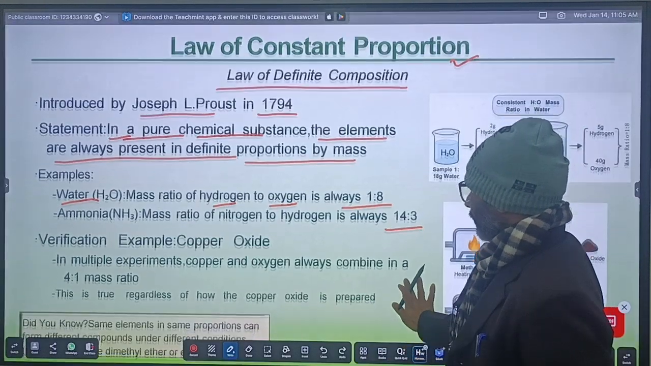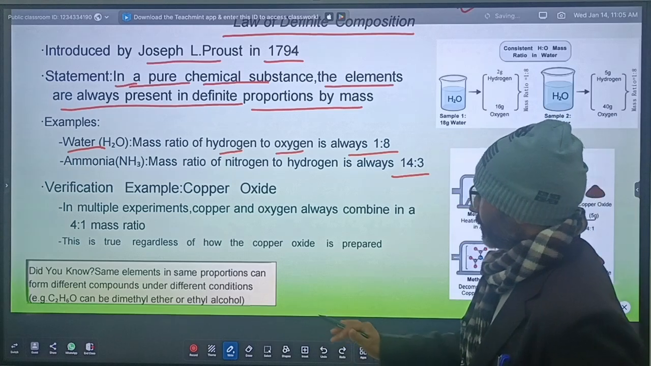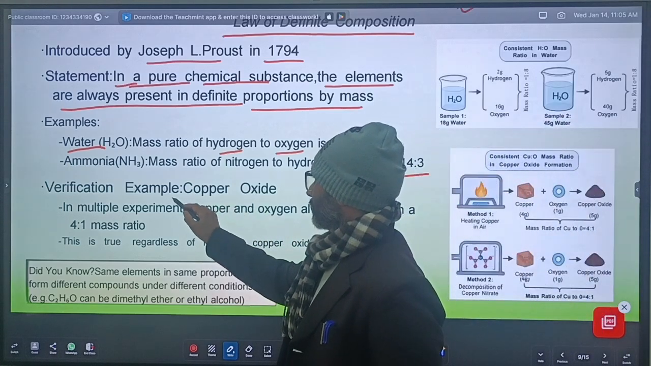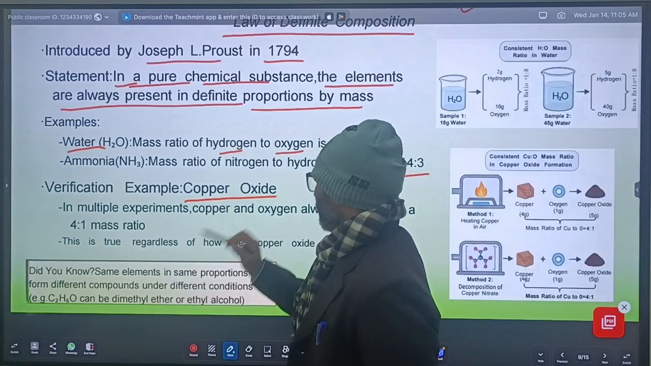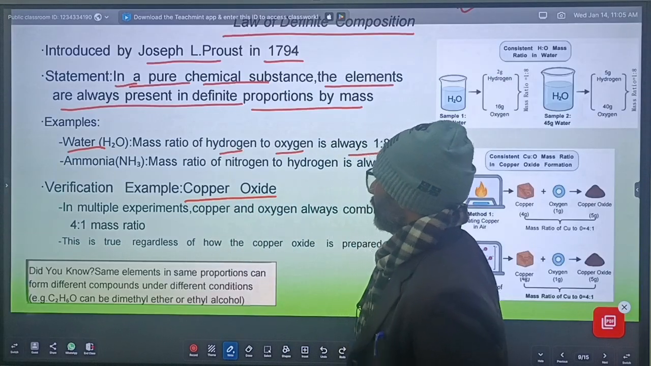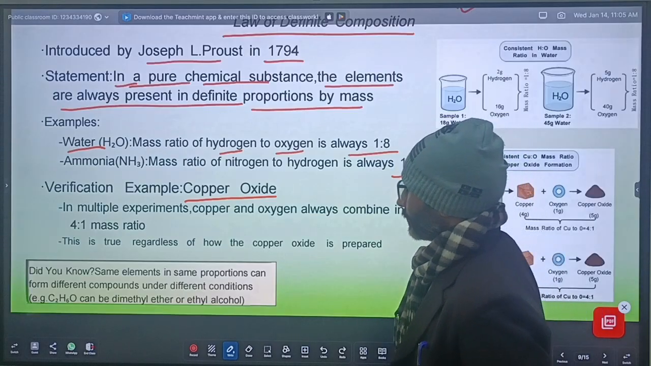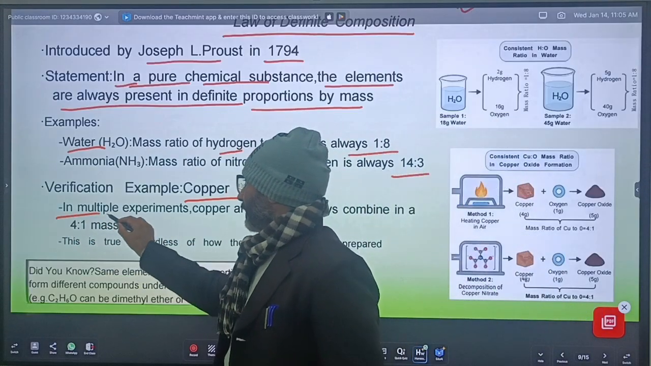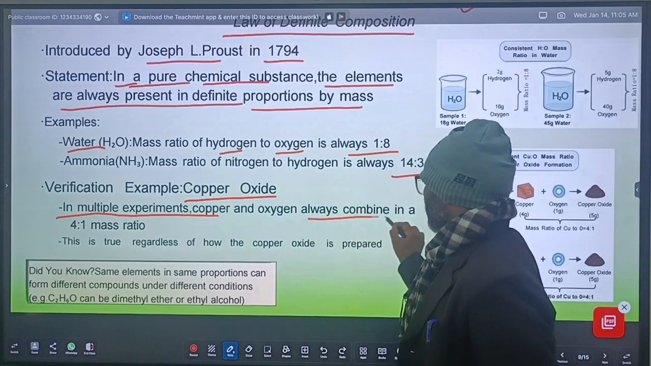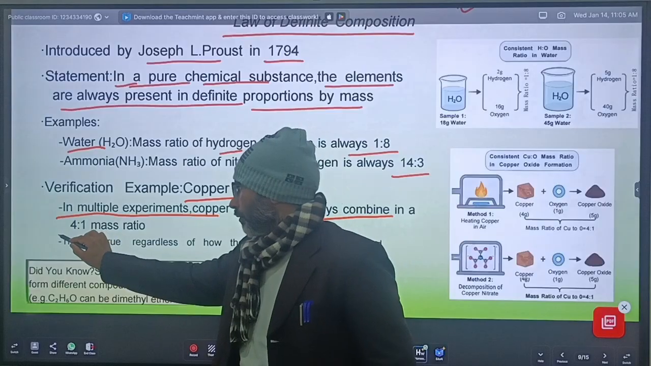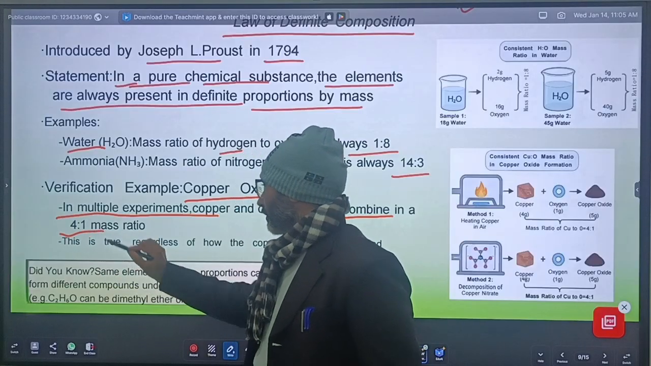And we have one experiment or verification for this. We have a compound, copper oxide. In multiple experiments, copper and oxygen always combine in a fixed ratio of mass, that is 4 to 1.